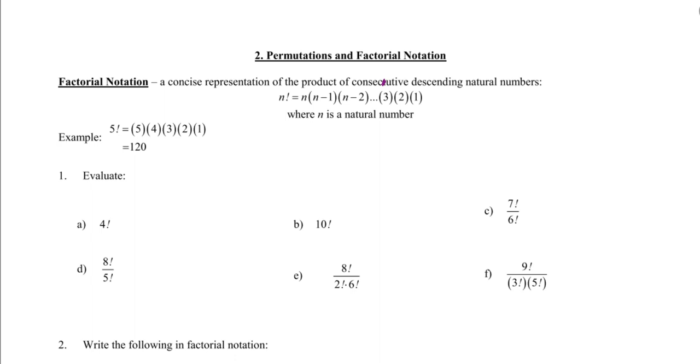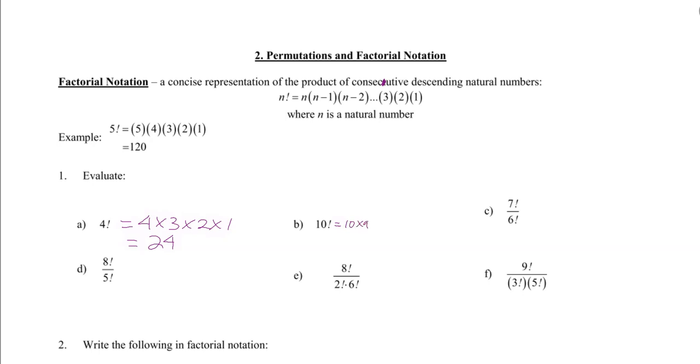1 times n minus 2. So you just keep subtracting numbers until you get down to 3 times 2 times 1. For example, 5 factorial is 5 times 4 times 3 times 2 times 1. So we start at the number, then we just work our way down. We evaluate 4 factorial, but I have to say 4 factorial, get excited about it. 4 times 3 times 2 times 1, which is 24.